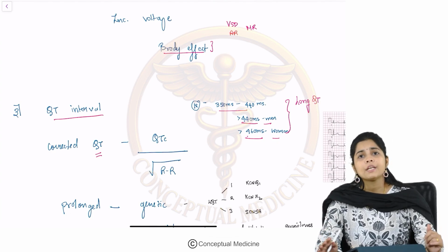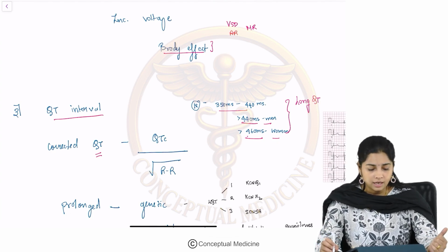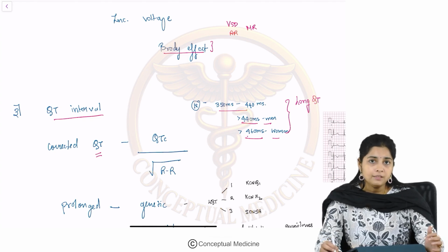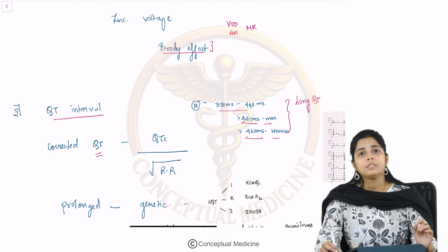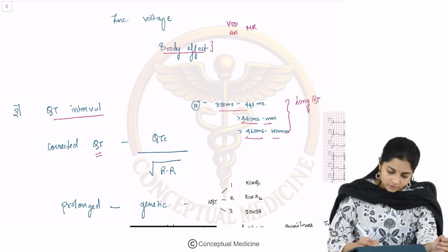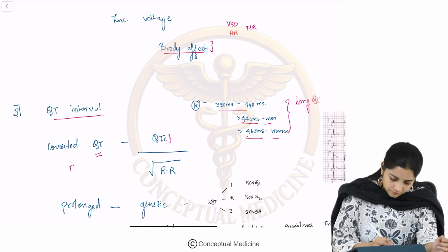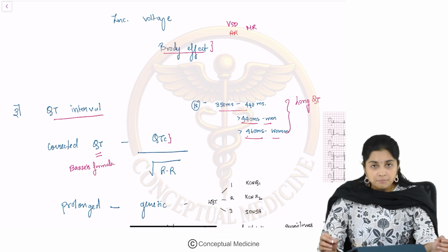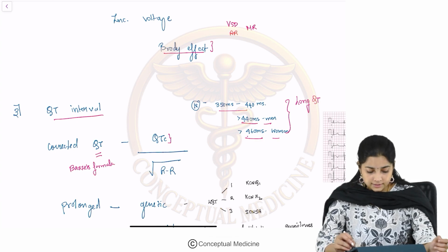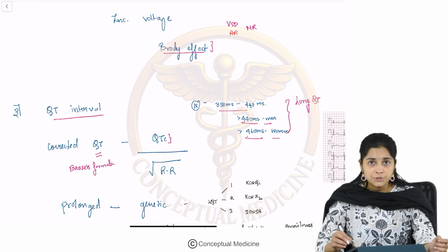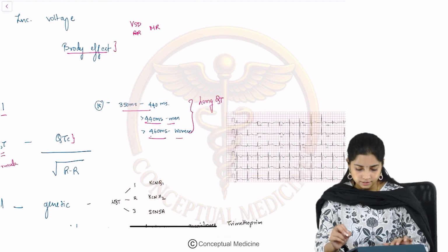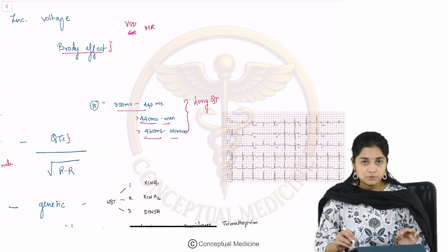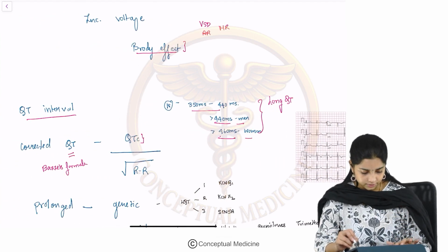Now, remember that the QT interval is dependent upon heart rate. That is the reason why you have to correct the QT interval to the heart rate. This is given by the formula called Bazett's formula. So, QTc is given by QT divided by the square root of the RR interval.